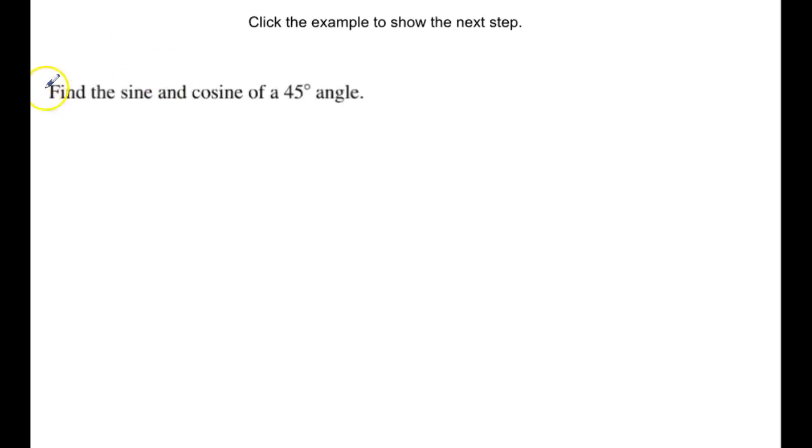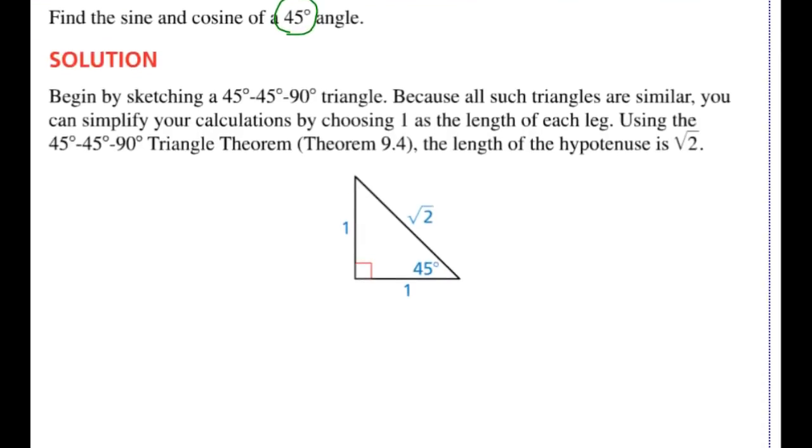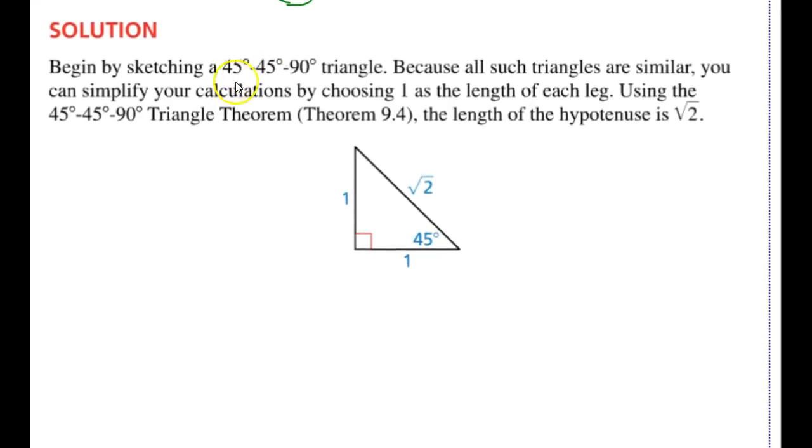So now here we're going to be using our special right triangles. And I know it's a special right triangle because I'm given this 45-degree angle. So let's see what we can look at. So first I always sketch out my triangle, right? You always draw it first. So I sketch my 45, 45, 90 triangle.